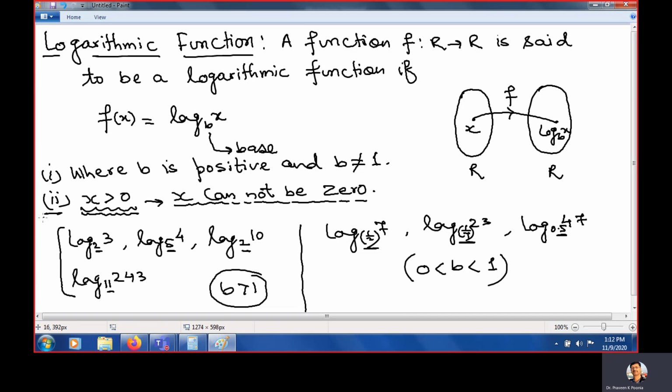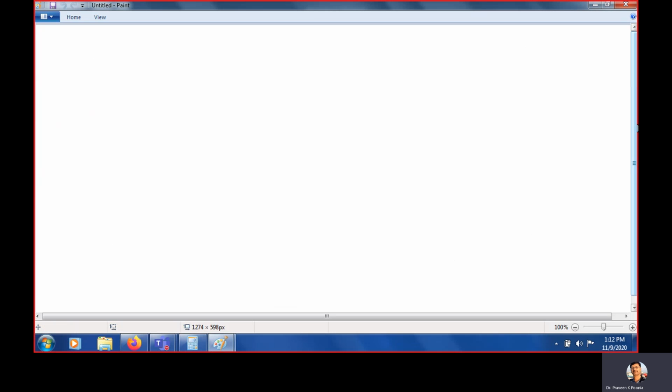Why? The condition on x is x not equal to 0, greater than 0. That means x will remain positive and x cannot be 0. This is a very important condition that you need to remember. Clear? Now based on the condition on b, we will consider two cases, and one is when b is greater than 1.